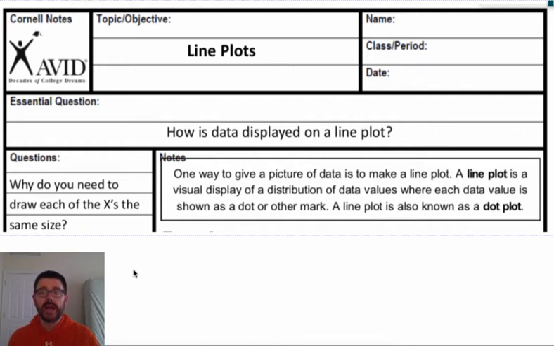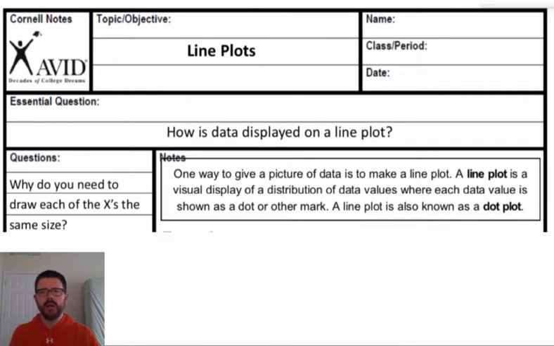This one is on line plots. So instead of just looking at the data, now we're actually going to graph the data, or put it in a display. Couple things for us to jot down. One is our definition of a line plot, and I'll show you what that means in just a moment. And then don't forget your question off to the side. Why do we need to draw each of the x's the same size? And you'll see that in a second.